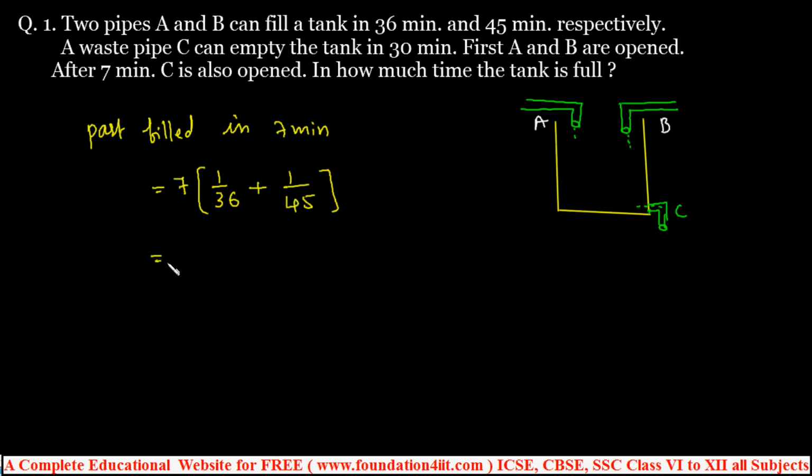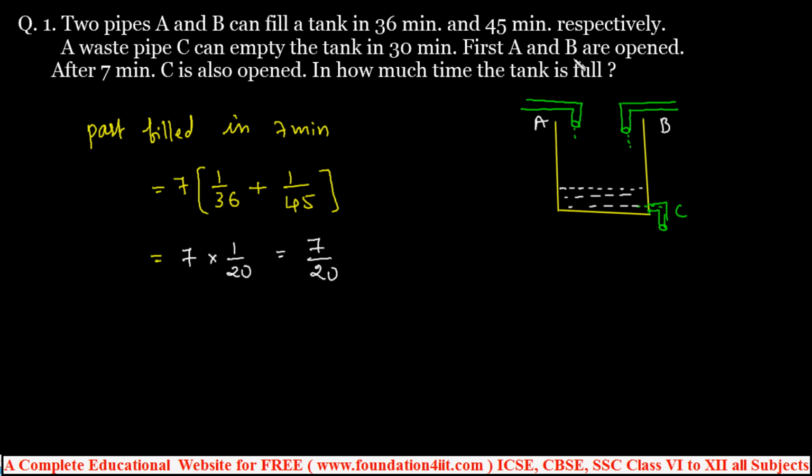You can calculate this. So 1 by 36 plus 1 by 45, simplify with the LCM, you'll get 1 by 20. And finally, into 7, this is 7 by 20. Okay, you do the calculation. So 7 by 20 part of the tank is filled. This is 7 by 20 part, and until that time C was closed and only A and B were open for 7 minutes.